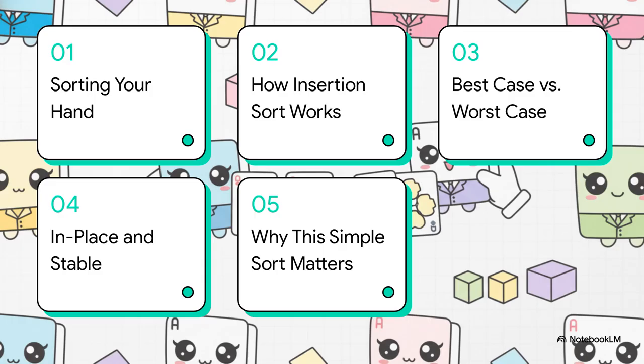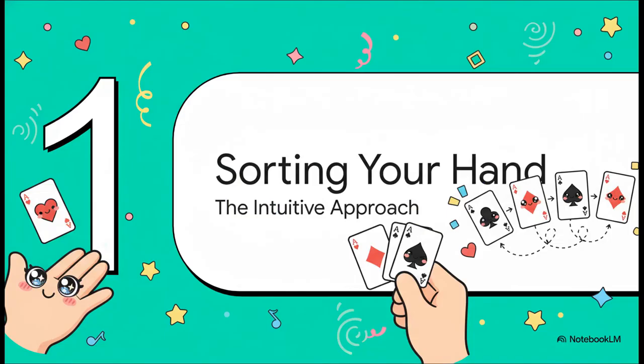We'll start with that analogy, then watch the algorithm work its magic, step by step. We'll look at how fast or slow it can be, explore a couple of its key features, and then, and this is the cool part, we'll see why this simple sort is still a huge deal in the software we use every single day. Okay, let's really get into this.